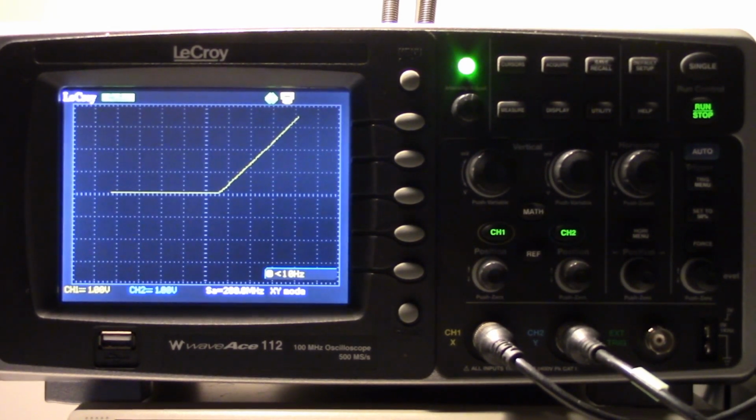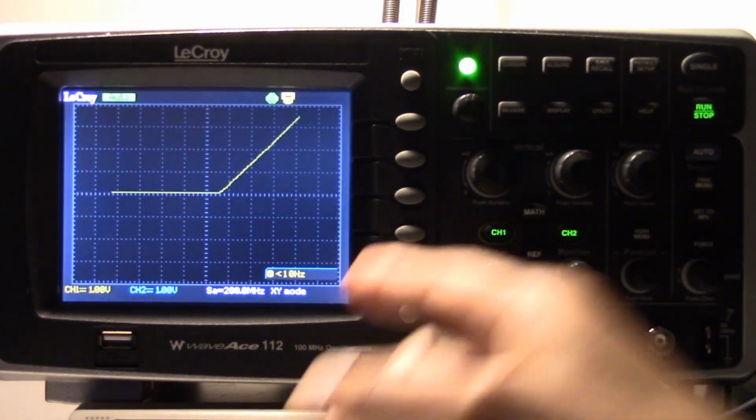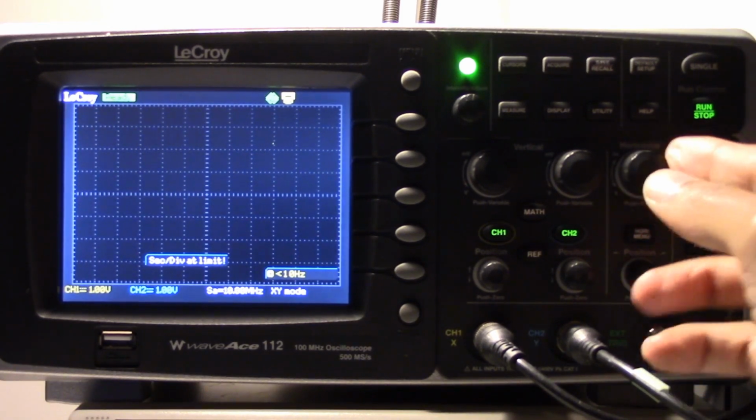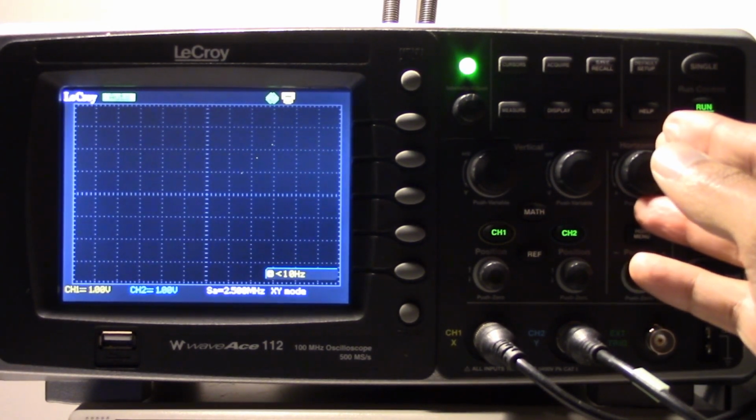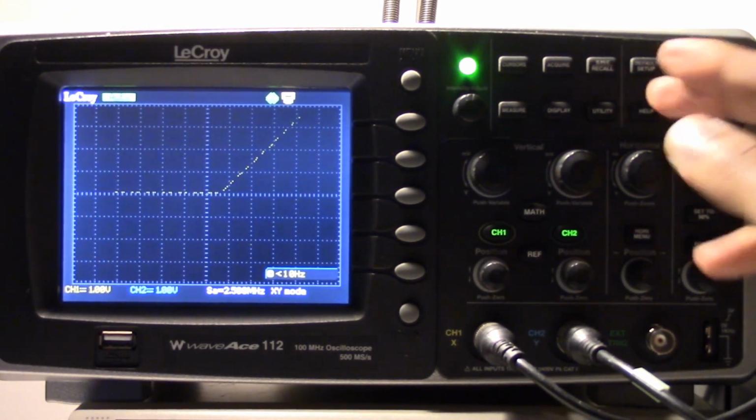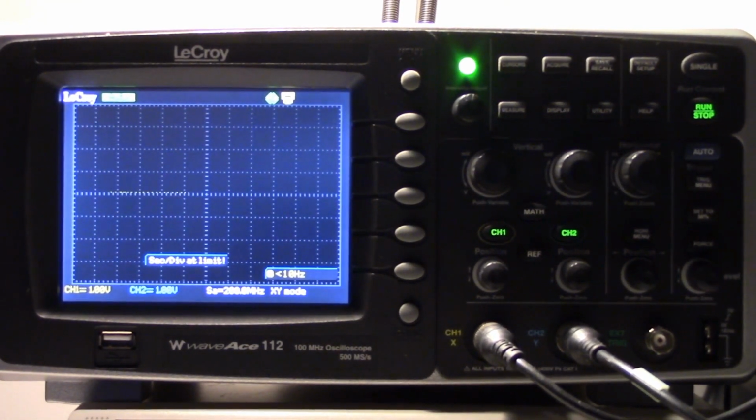Oh, just one more last thing. This horizontal knob controls the sampling rate, and if you lower the sampling rate, it's going to look like that, and it's going to take more time to build up. But if your sampling rate is higher, then of course it's going to sample at a higher rate, and you're going to receive the data in less time.